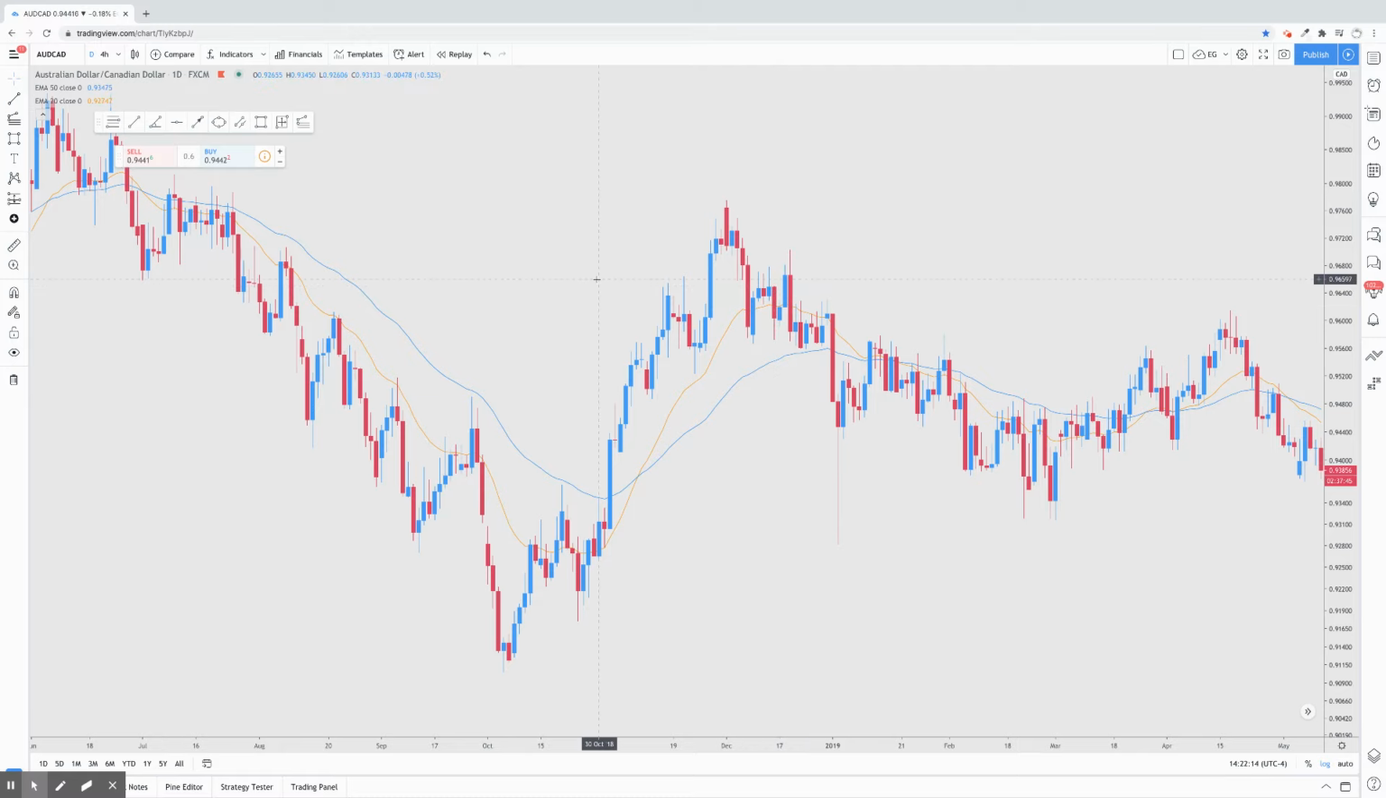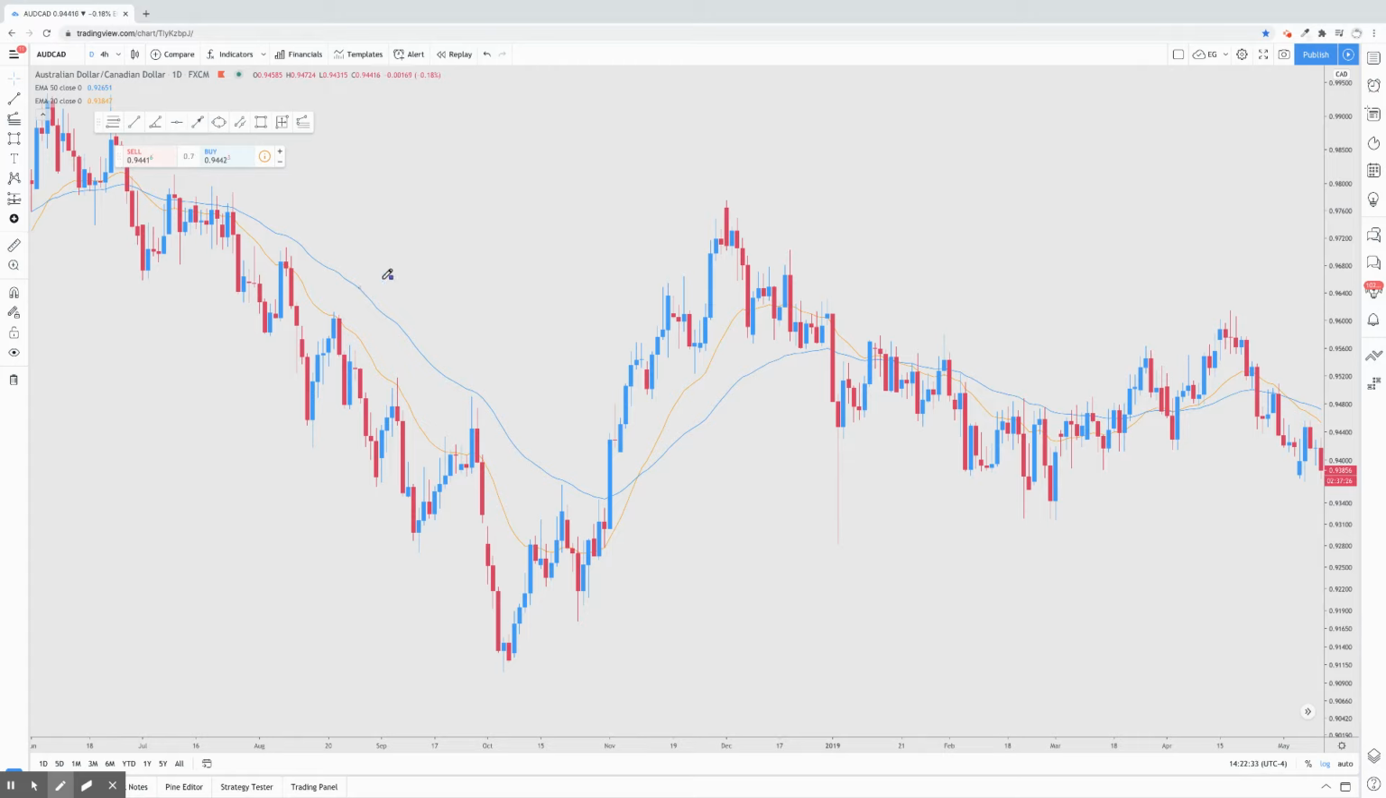So dynamic support and resistance, the reason it's dynamic is because it's moving, right? And the reason it's moving is we're using EMAs to plot them. So it's just basically areas on our chart that change over time.